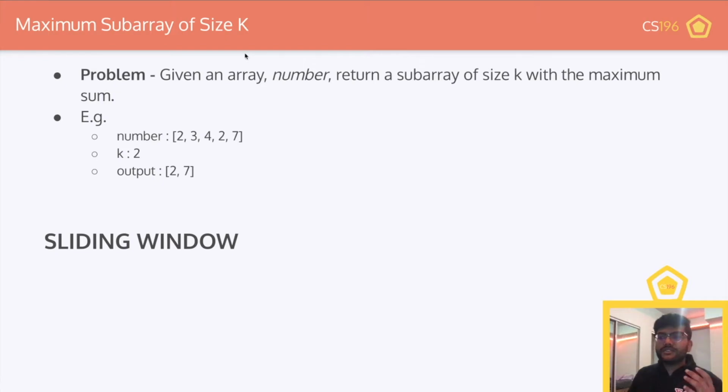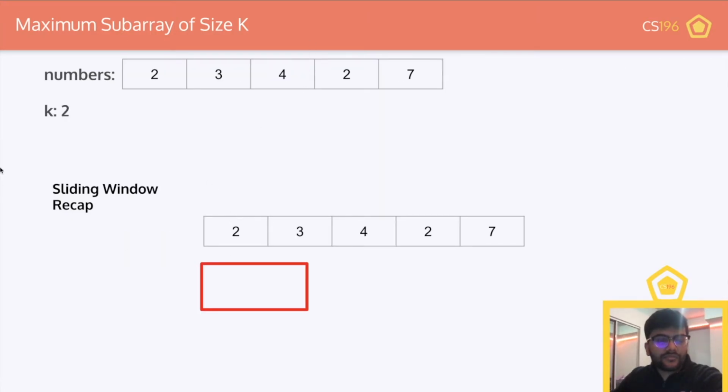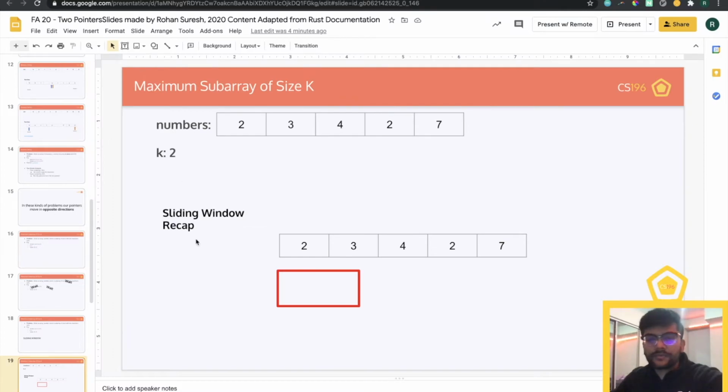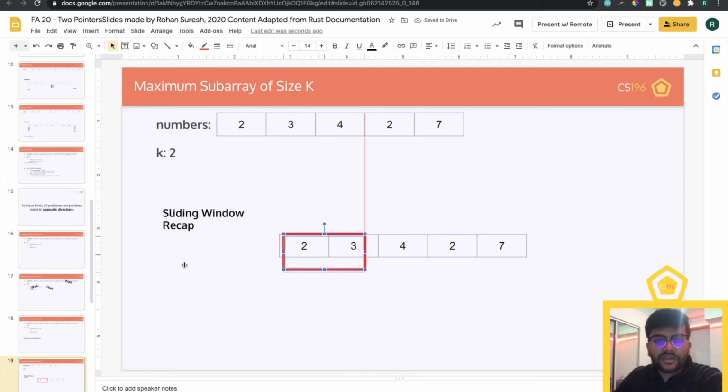So this is where a 2-pointer and a sliding window kind of come together for problems like this. So let's do a quick sliding window recap. We have this array here, we have k equals 2, and we want to get the maximum sum. So which contiguous subarray of size 2 has the maximum sum? So this is our little window.